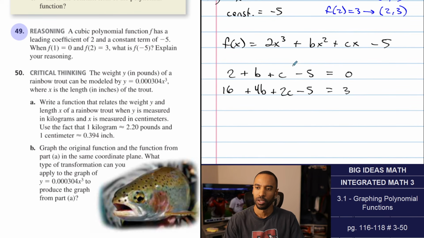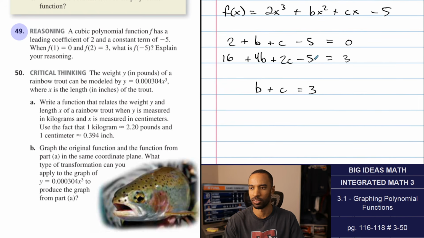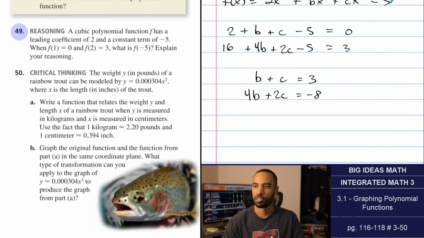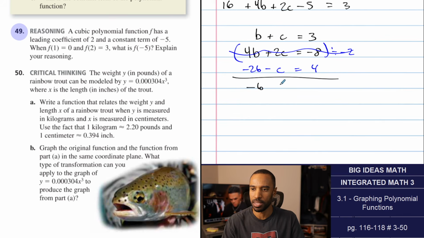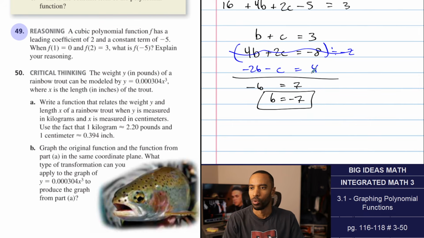Let's keep moving on. 2 minus 5 is -3. Add that over, you get 3. So b plus c equals 3. 16 minus 5 is 11. Subtract 11 over, you get -8. So 4b plus 2c equals -8. I'm going to divide that bottom equation by -2 to solve this system. You get -2b minus c equals 4. Ignore that now. We add down these lists and we get -b equals 7. Therefore, b equals -7.